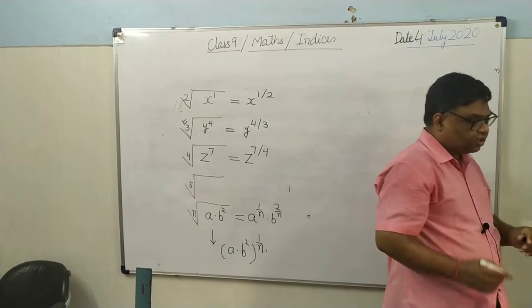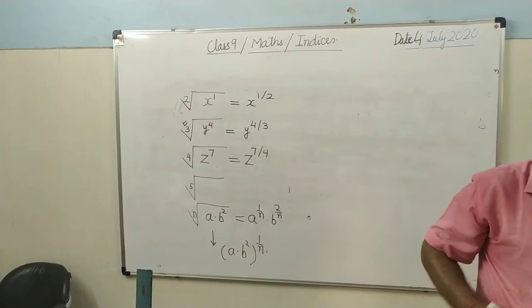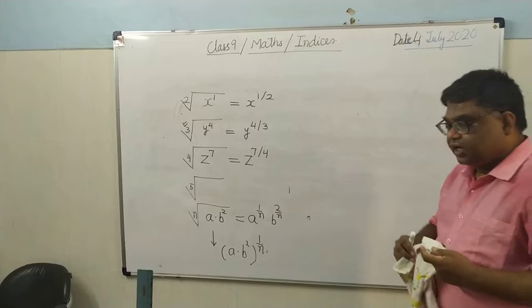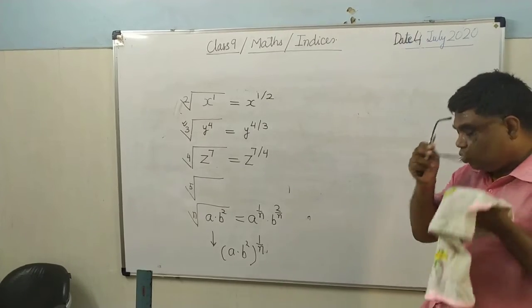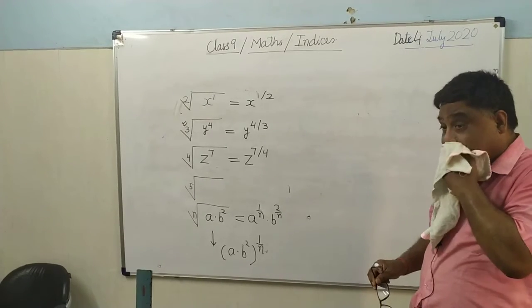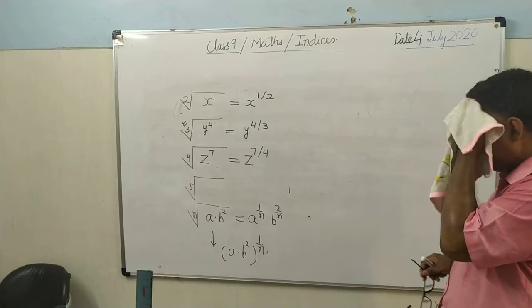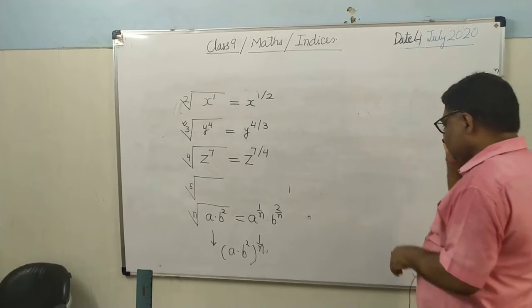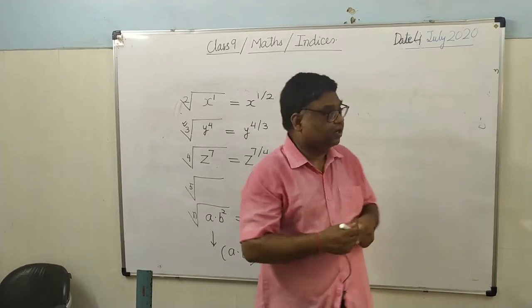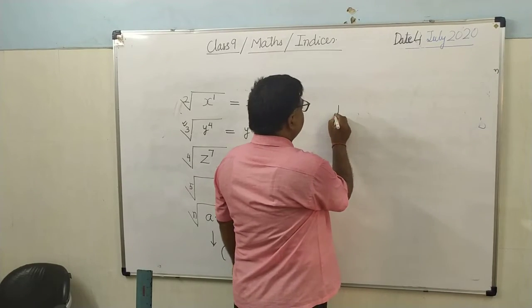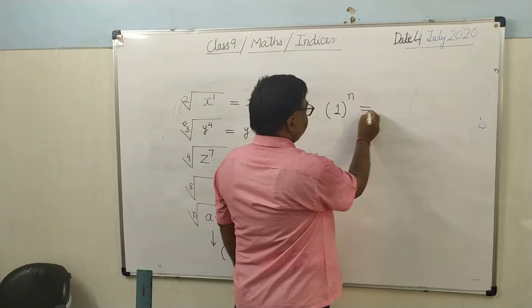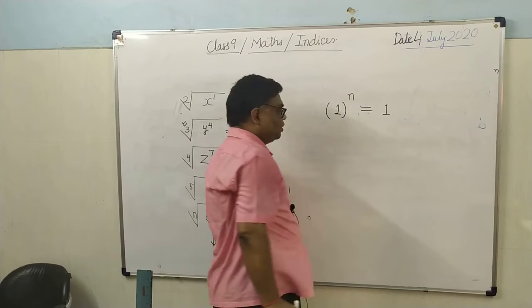Yesterday I forgot to explain one rule, so you can see here. If you raise any power over 1, what will be the value? The value will always be 1. Any power over 1 will be equal to 1.